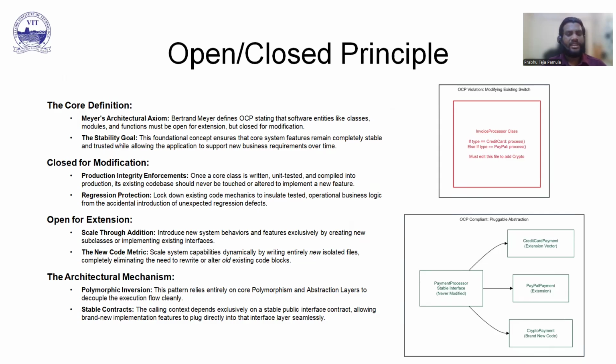The architectural mechanism: polymorphic inversion. This pattern relies entirely on core polymorphism and abstraction layers to decouple the execution flow cleanly. Stable contracts: the calling context depends exclusively on a stable public interface contract, allowing brand new implementation features to plug directly into the interface layers seamlessly.